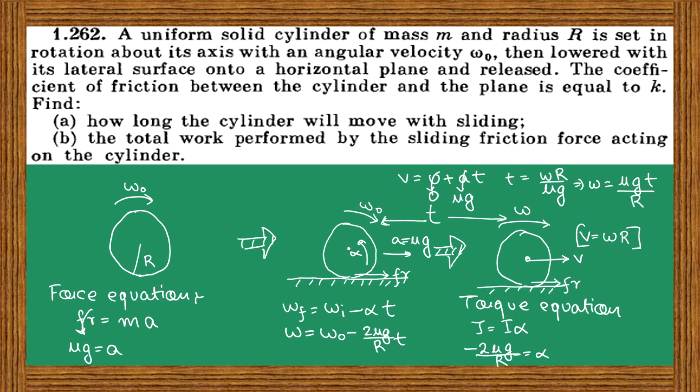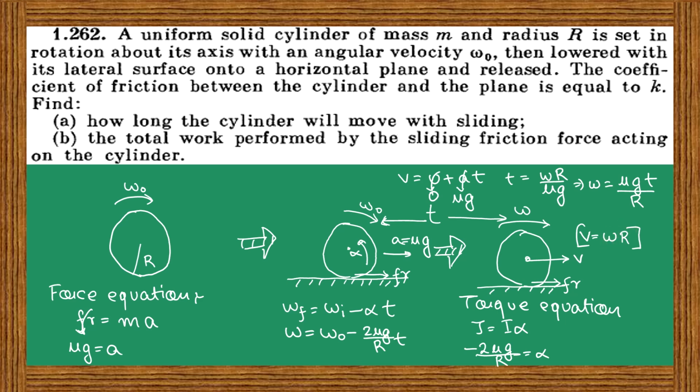Okay. Next part of the problem: find the total work performed by the sliding friction force acting on this. Okay. So for this we need to apply the work energy theorem, change in kinetic energy equal to work done by all the forces and torque. Okay. So we need to remember the final value of velocity and final value of angular momentum.